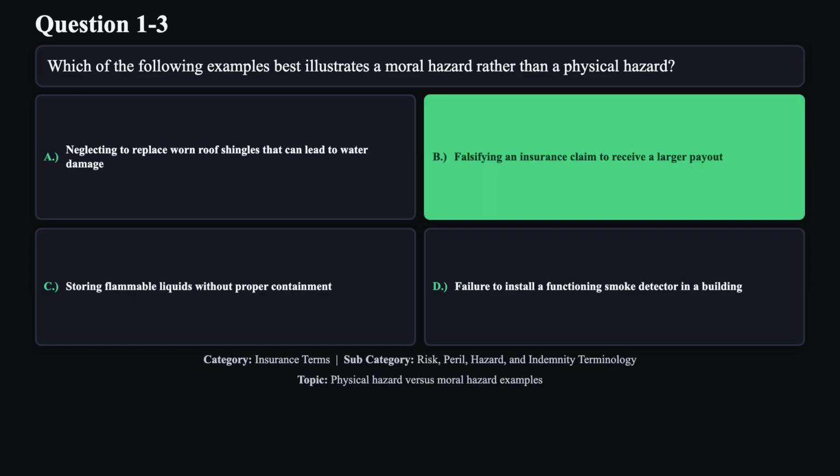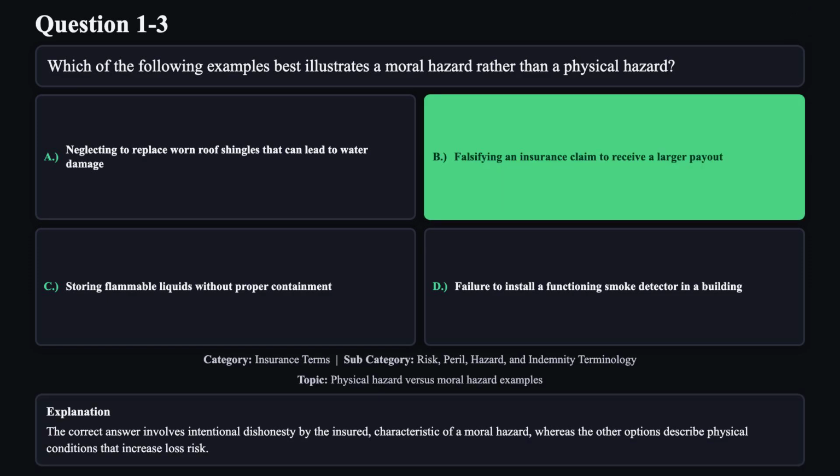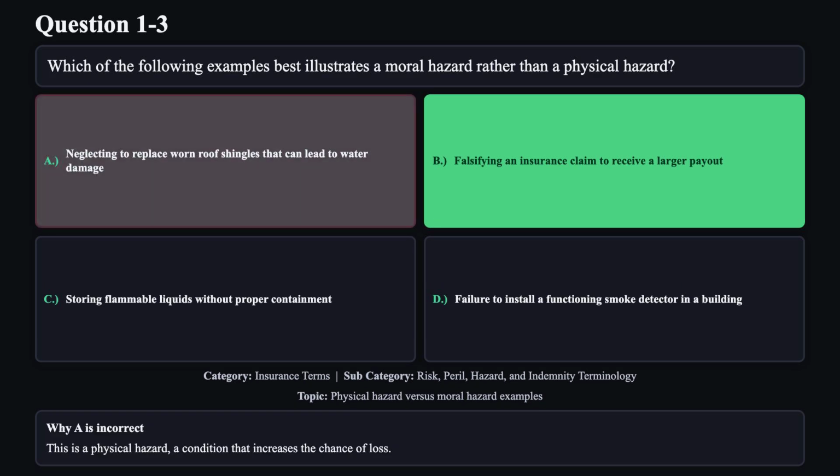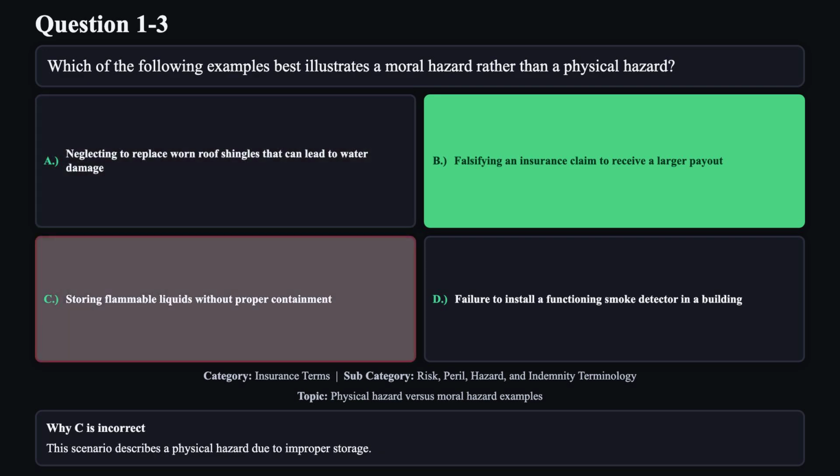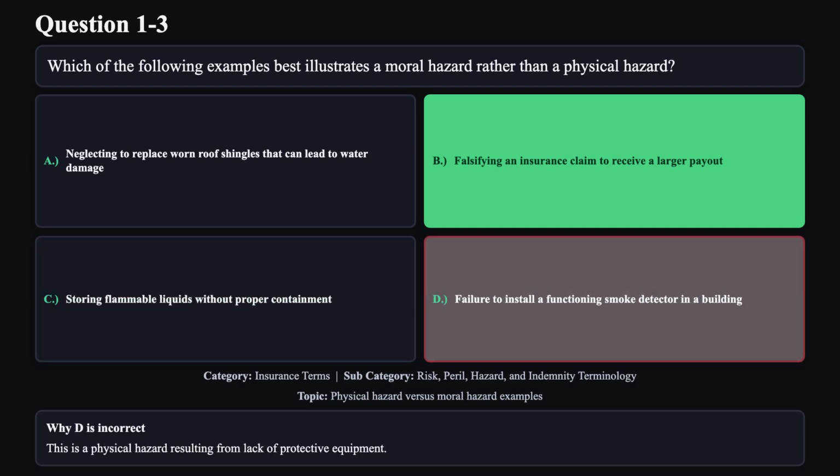The correct answer is B. The correct answer involves intentional dishonesty by the insured, characteristic of a moral hazard, whereas the other options describe physical conditions that increase loss risk. Reason A is not correct. This is a physical hazard, a condition that increases the chance of loss. Reason C is not correct. This scenario describes a physical hazard due to improper storage. Reason D is not correct. This is a physical hazard resulting from lack of protective equipment.